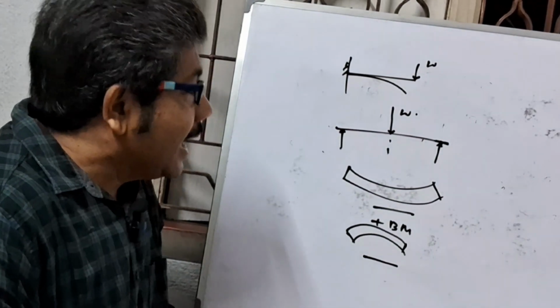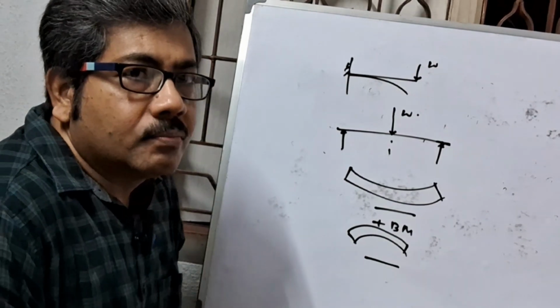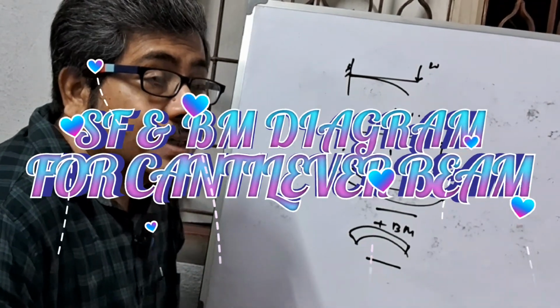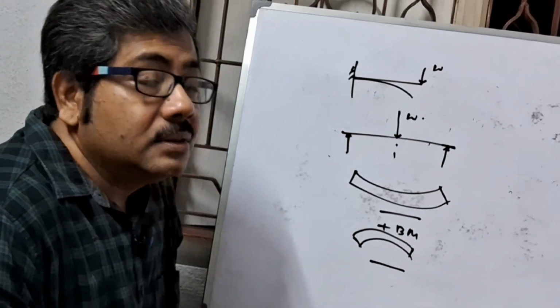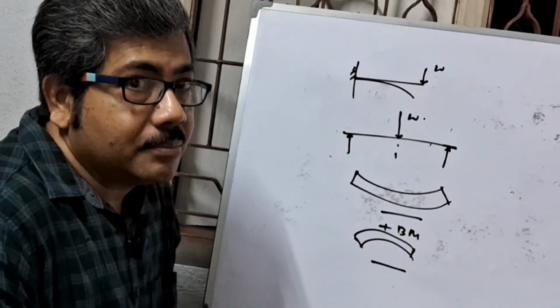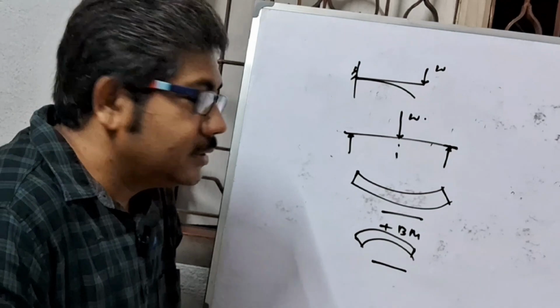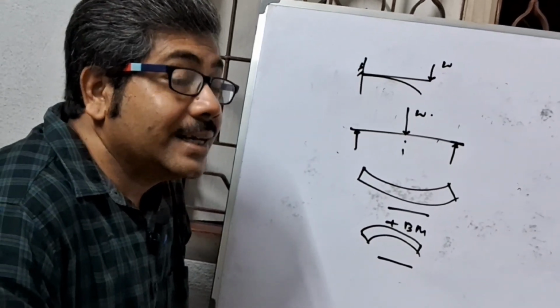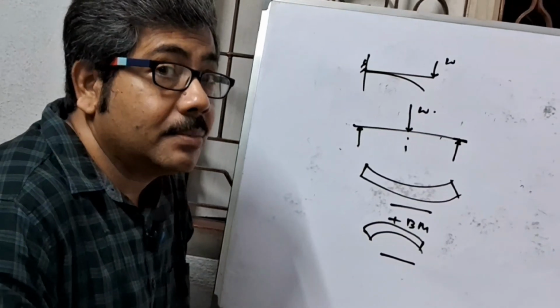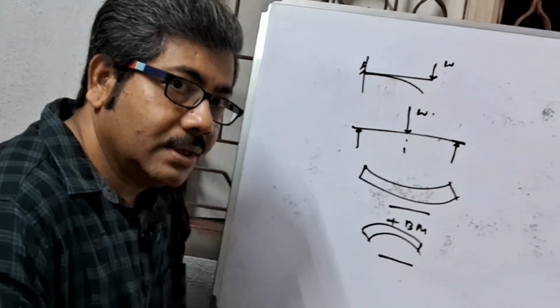And on the next day I will draw shear force and bending moment diagrams for cantilever beam, simply supported beam, and overhanging beam. This is part 1, and on the next day, shear force and bending moment diagram for cantilever beam will be the second part. Okay, thank you.